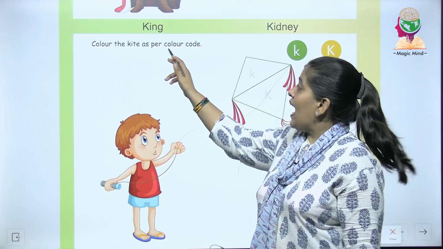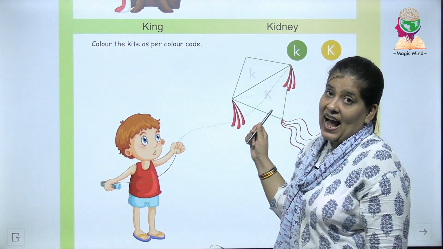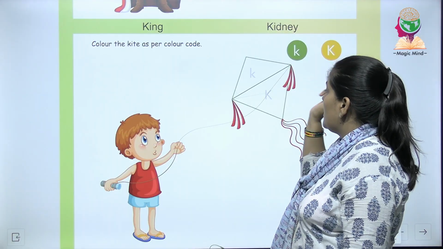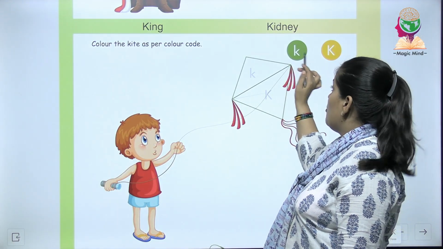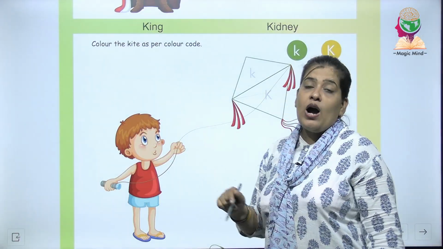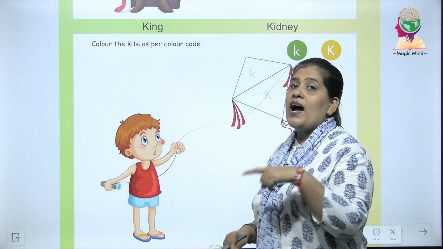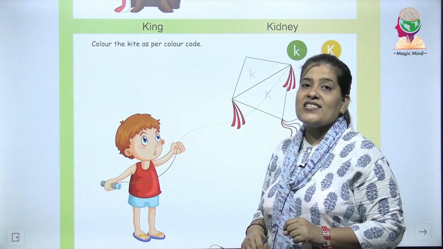Color the kite as per color code. Now you have to color the kite as per the given color code. Capital K you have to color with yellow and small letter K you have to color with green. So dear kid, this coloring part you have to do by yourself.